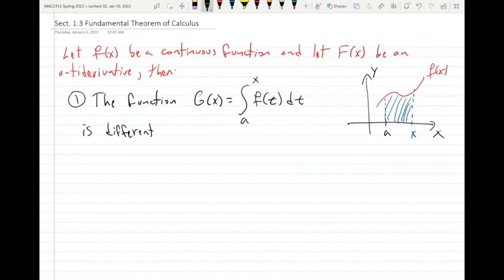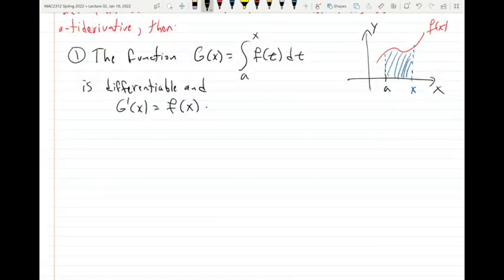It's differentiable, and the derivative of g is the function f. Okay? It's literally what's in here. Do you understand this? Yes? Okay, so that's one version of the fundamental theorem of calculus, one part. Some books say part one, other books call it part two. It really depends. One part.